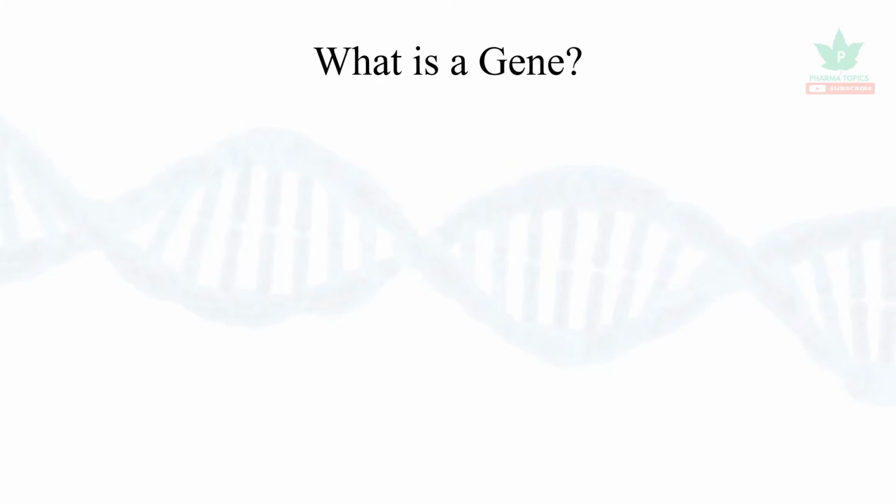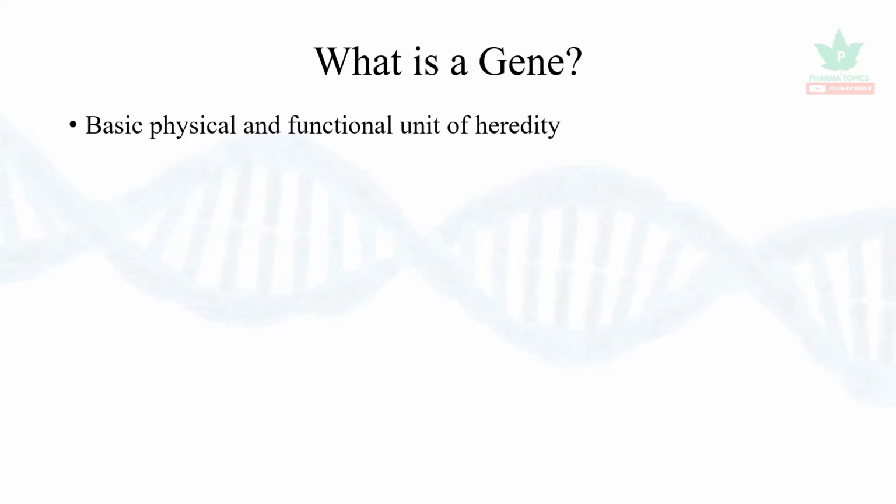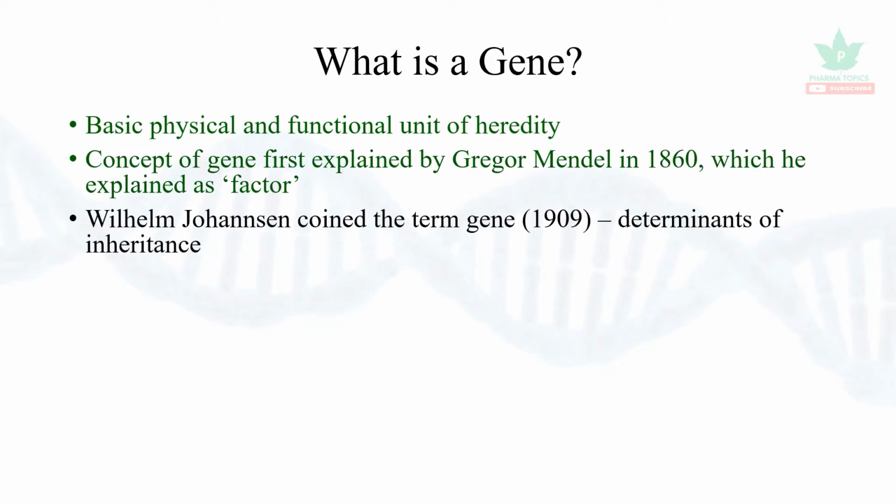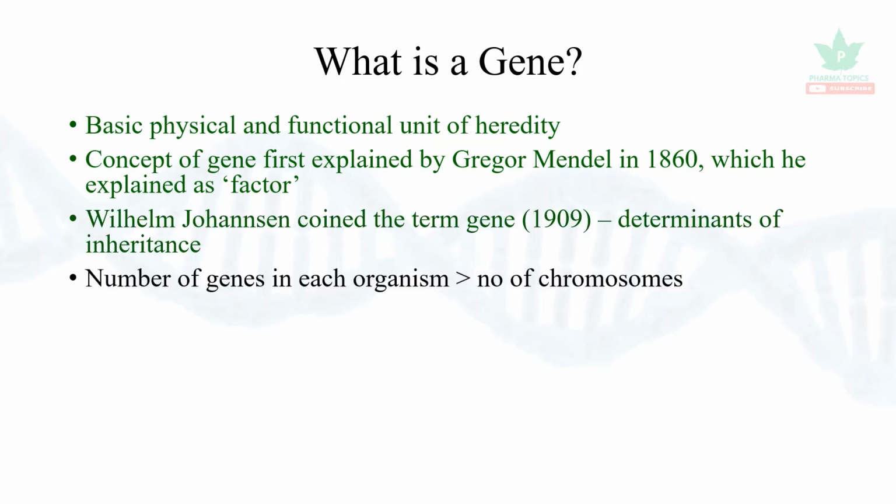Let us see about the gene, which is very important. It is the basic and functional unit of heredity. Actually, Gregor Mendel first described the gene in the year 1860, but he never used the term gene. He just used the term factor. Then Wilhelm Johannsen coined the term gene in the year 1909, and he said it is the determinant of inheritance.